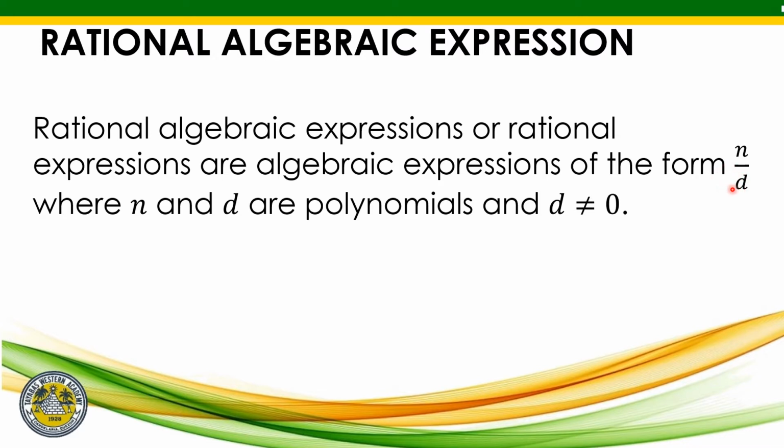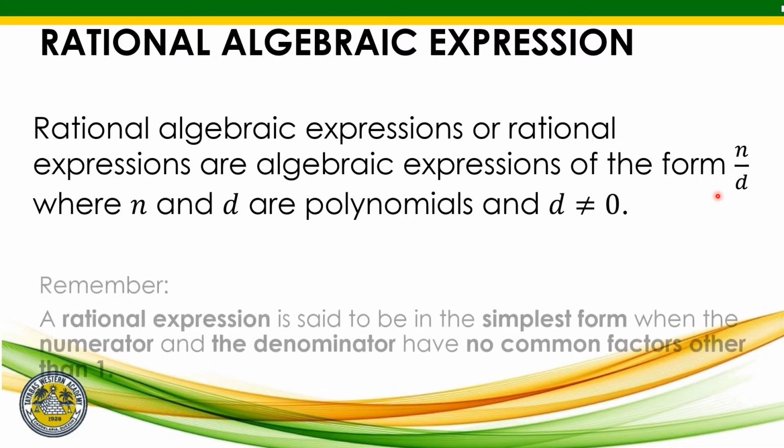So pag sinabi nating algebraic expression, those are with numbers and variables. So either the numerator ay merong algebraic expression or yung denominator, or parehas silang merong variable na kasama. And then, lagi natin tatandaan, yung denominator, yung d, itong nasa baba, the denominator should not be equal to 0. So, bakit? Malalaman natin yan when our discussion goes on.